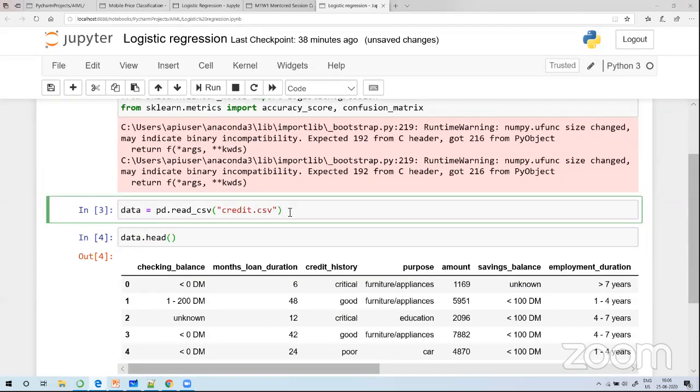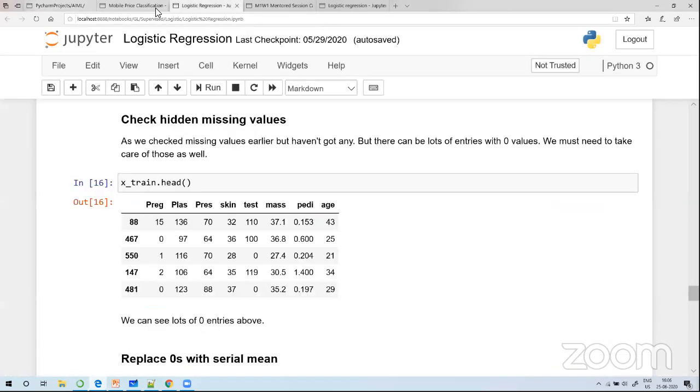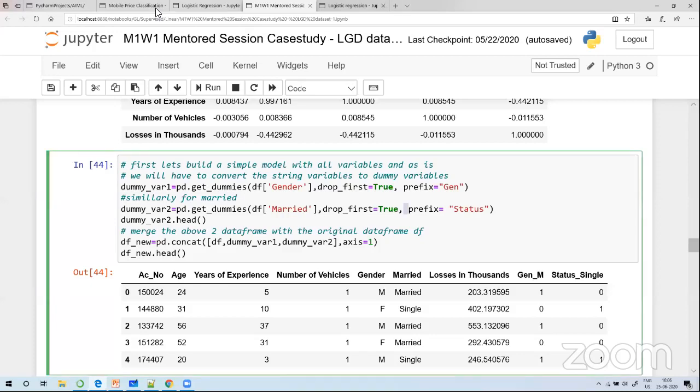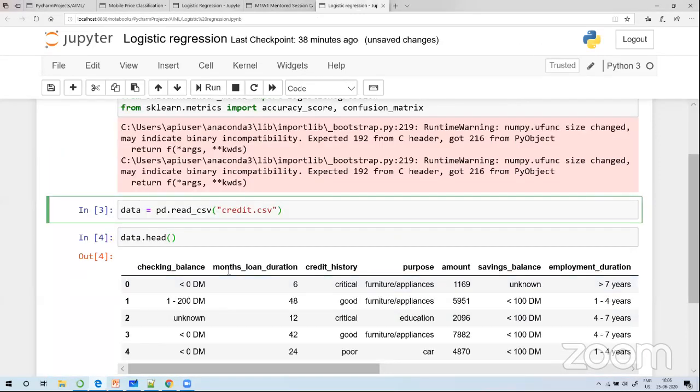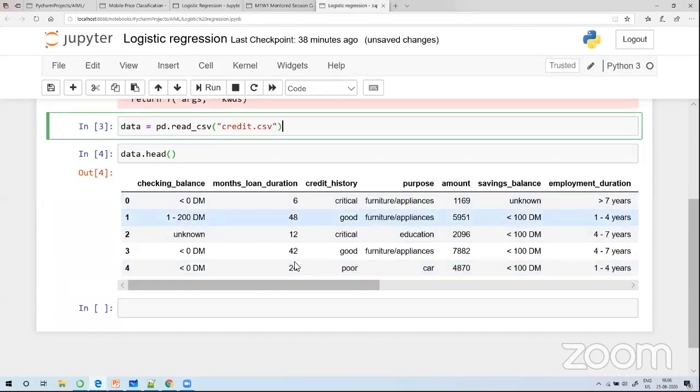Let's read the data. We have a different data set today. I have already uploaded it so that we can save time. You could see the name of the file, credit.csv. So we're going to use this credit.csv here to build a logistic regression model. Let's see what data we have in this credit.csv.